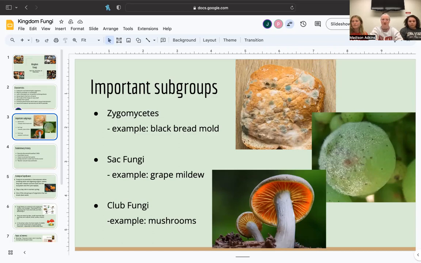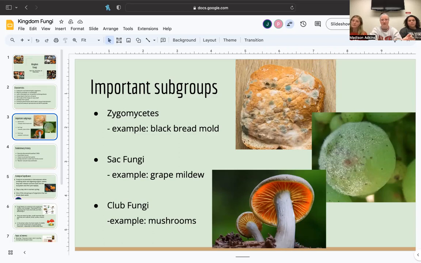The second important subgroup is sac fungi. Their technical name is Ascomycota, but they're called sac fungi for the structure of their sexual reproduction sacs, called ascus. They are the largest phylum of fungi. They can again reproduce sexually and asexually with spores. They live mostly on decaying matter, and they are yeasts, like for bread and alcohol.